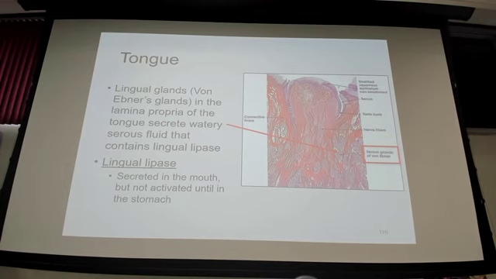In the tongue, we have these lingual glands, von Ebner's glands, that secrete lingual lipase. Now, the important thing again is that lingual lipase is secreted in the mouth. It's made by the tongue, but it's not activated until the pH drops in the stomach. So there is no fat digestion that occurs in the mouth, all right? There is carbohydrate digestion, but not fat.